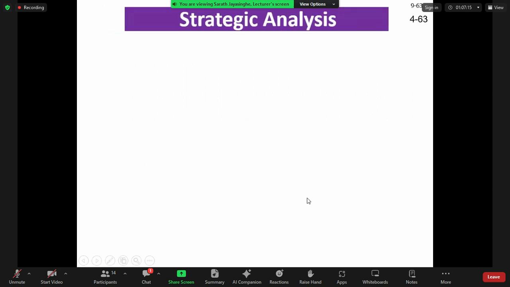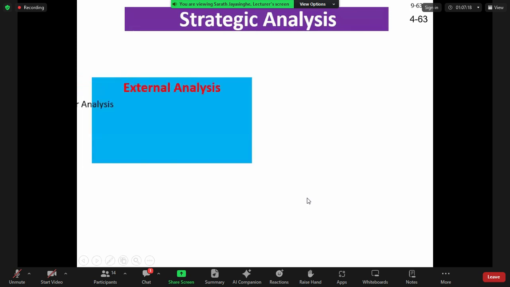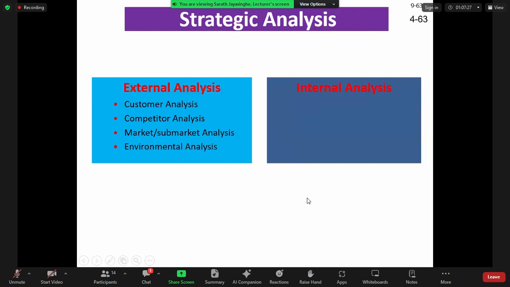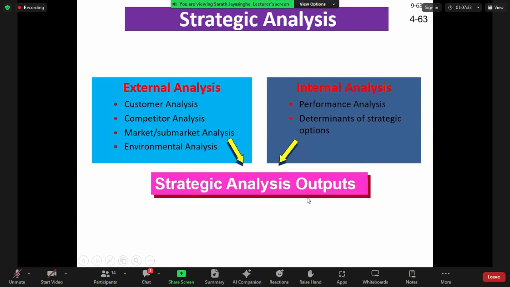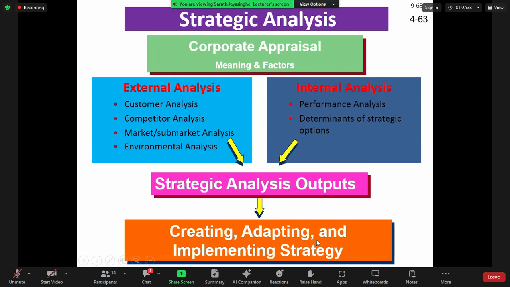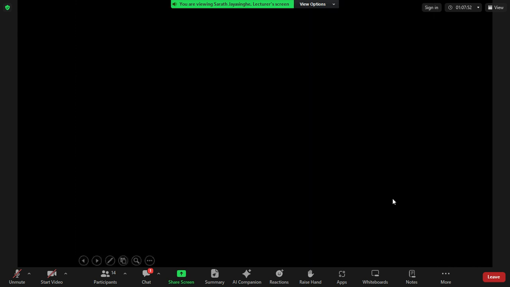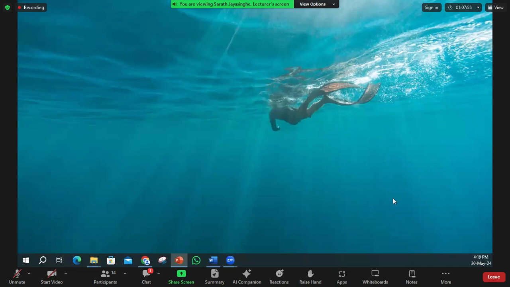In strategic analysis, we were using this model: external analysis, customer analysis finished, competitor analysis finished, market and submarket analysis, then environment analysis we finished, and then we came to internal analysis. Now performance analysis, determinants of strategic options, then strategic analysis output. We can use creating, adapting, and implementing strategy. This is corporate appraisal, so we finished that one. Everything is finished now. Now we have to move on to this part: creating, adapting, and implementing strategy. Any questions?